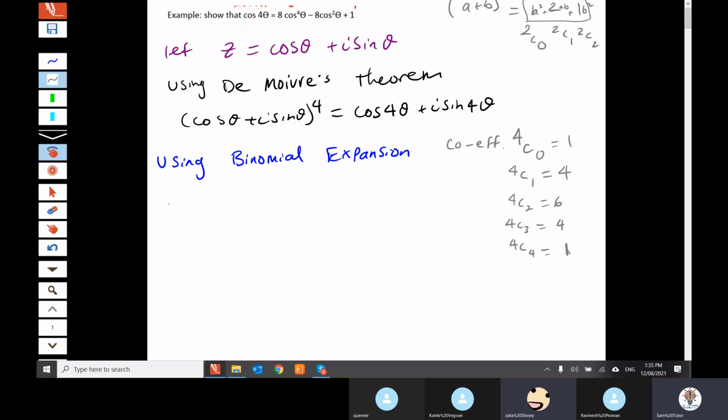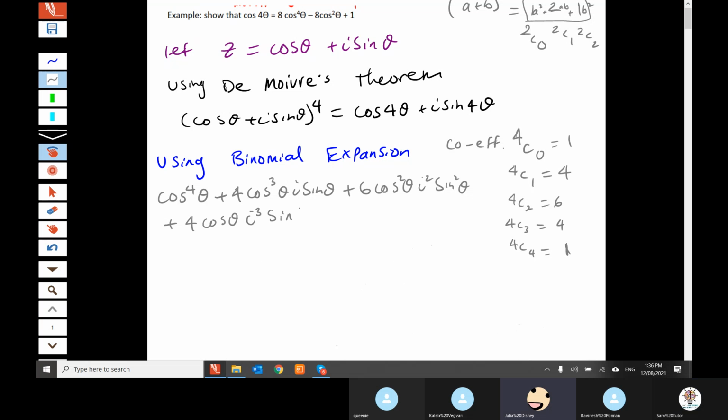I can do it. Yeah, go ahead. Cos theta to the power of 4 plus 4 cos to the power of 3 theta i sine theta plus 6 cos to the power of 2 theta i squared sine squared theta. Remember, the whole thing's squared, the whole B term is squared. I think that's all right. Yep, next, continue. Plus 4 cos theta i to the power of 3 sine to the power of 3 theta.